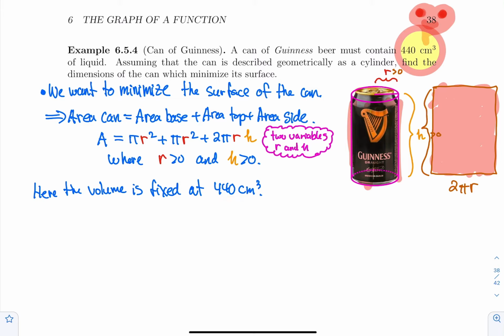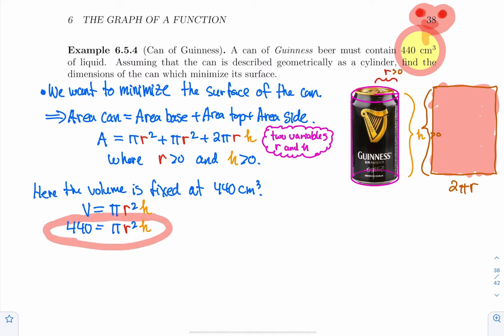The volume of a cylinder is given by the formula V equals pi r squared h. We know this volume is fixed, and the volume that we want must be equal to 440 centimeter cube of liquid. So we know that 440 must be equal to pi r squared h. So we have another equation. This is one of the constraint equations because we're dealing with the fixed quantity here, 440.